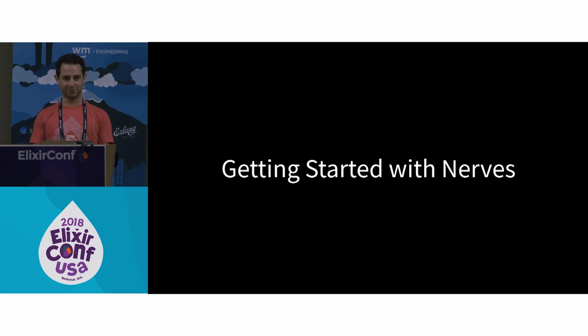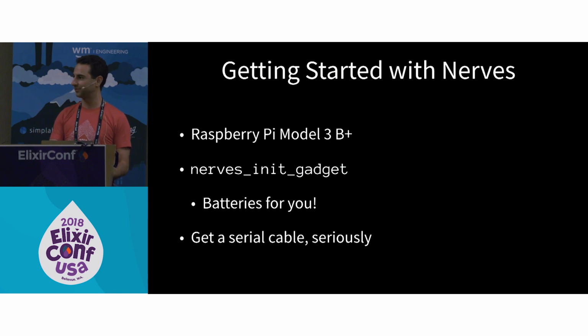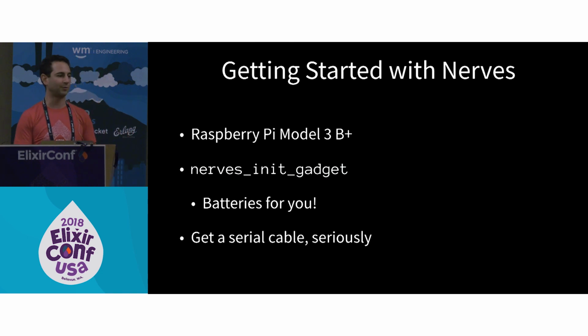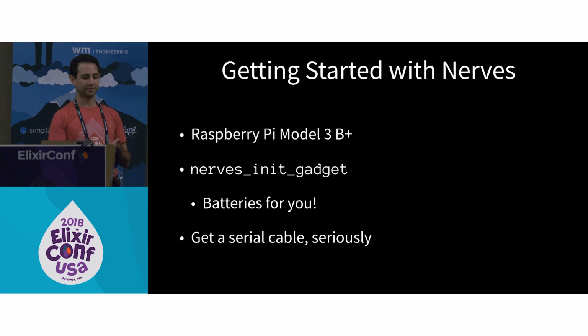So with this, we got to get started with Nerves. This was a pretty straightforward process. You need to pick your hardware. You need to figure out what sensors you want to support. You need to start building something. So I wanted to use a Raspberry Pi Model 3 B+, because it's really well supported by Nerves. And by well supported, I mean everything works out of the box. There's a library called Nerves Init Gadget, which then gives you a lot of the other batteries that you need.